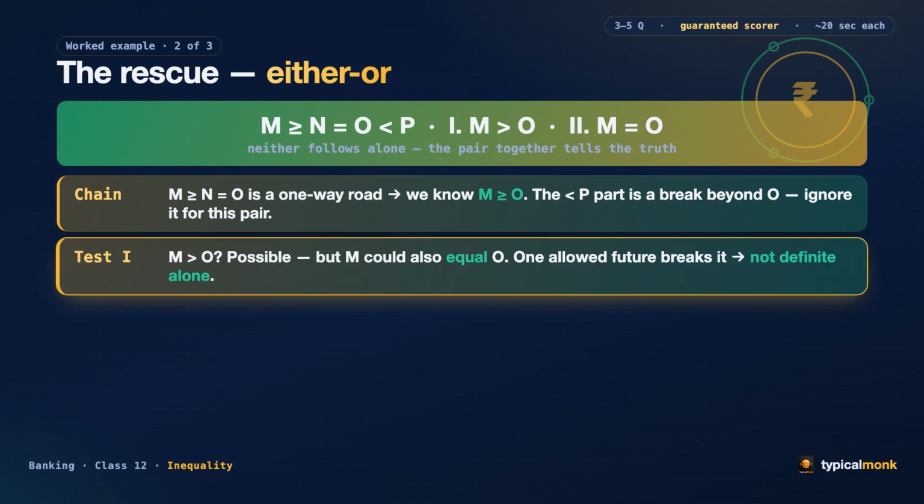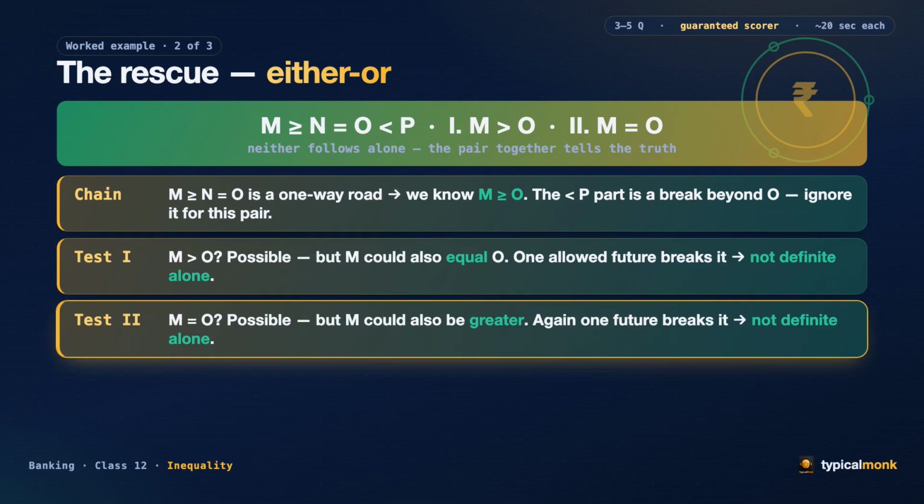Step 2. Test conclusion 1 alone. M > O. Possible, but M could also be equal to O. One allowed future breaks it, so not definite alone. Step 3. Test conclusion 2 alone. M = O. Possible, but M could also be greater. The same story again, one future breaks it, not definite alone.